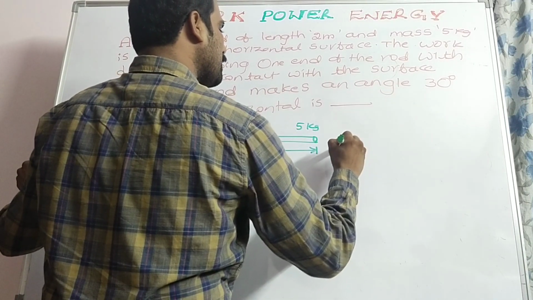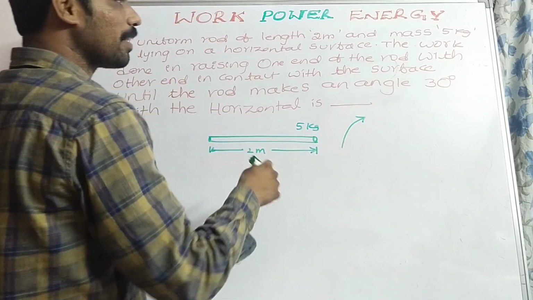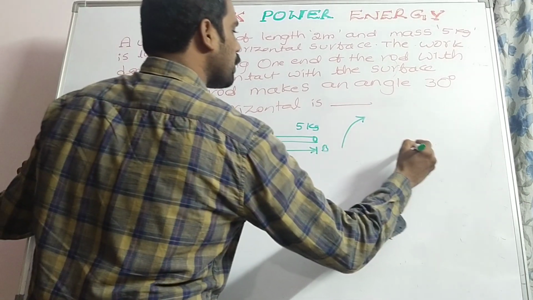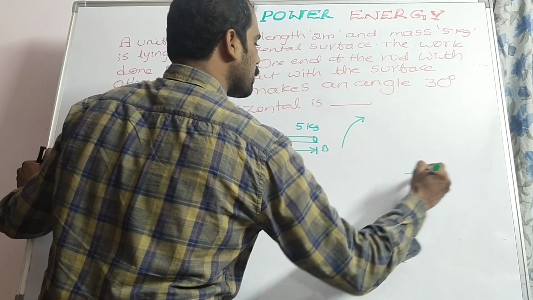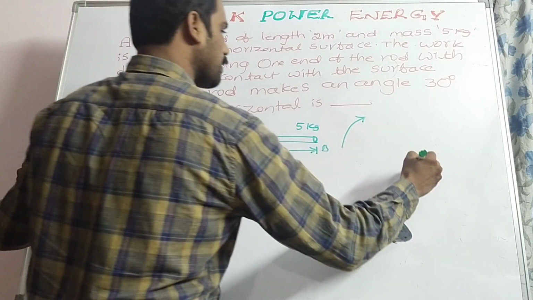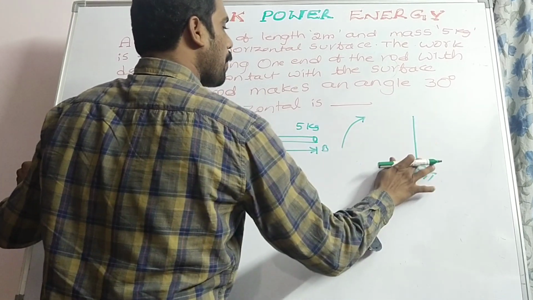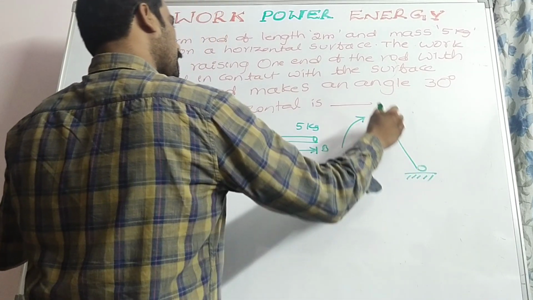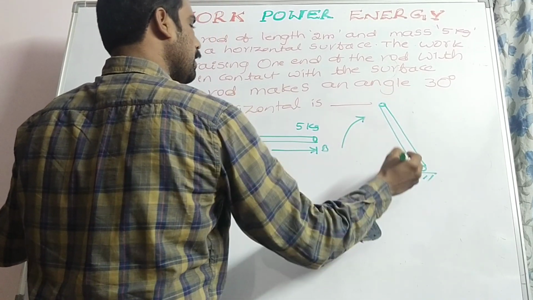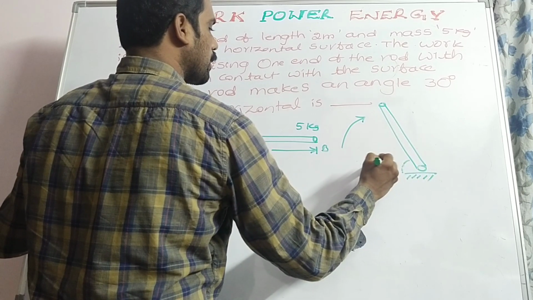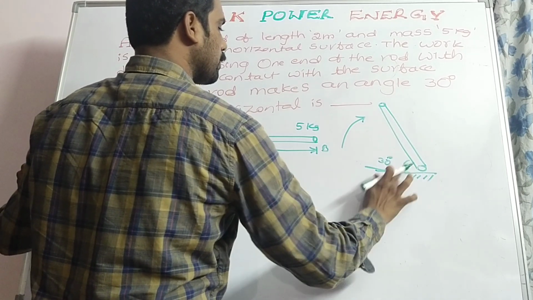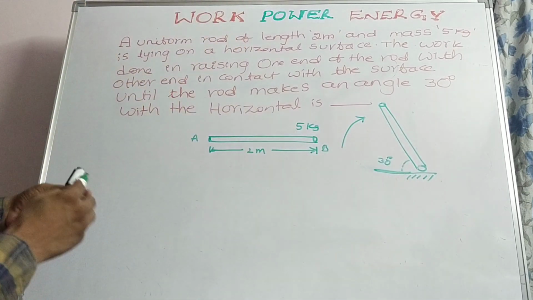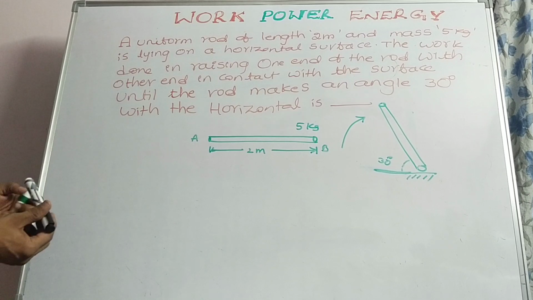Now the rod is lifted up in such a way that one end B touches the horizontal, and the other end is kept at an angle of 30 degrees with the horizontal. Now, what should be the work done? We have to find it.